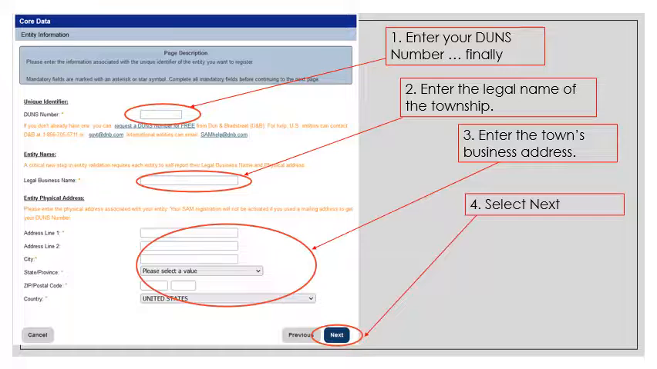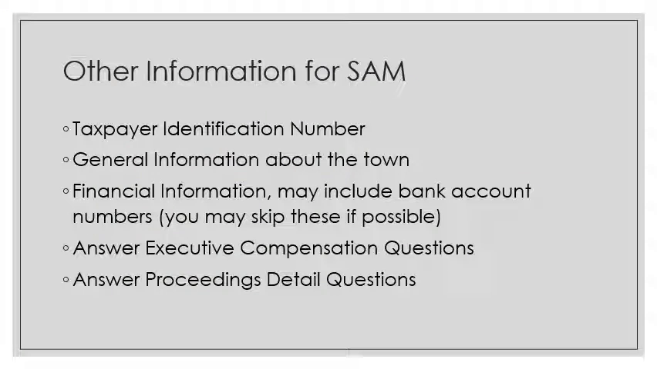After that, you'll want to add the business address of the township and select Next. After registering the entity, SAM will ask you several other general information questions about the township. Input these as necessary. Some steps may not let you move forward without putting in information, but other things you may be able to leave out. For example, financial information you may want to leave out if it allows you to move forward without inputting that information. The townships are going to receive money through the state of Minnesota. They will not receive it from the federal government, and because of that, you may not need to put in that information.